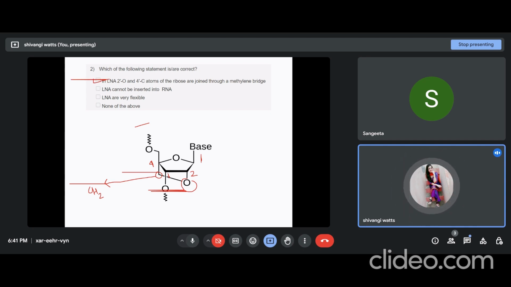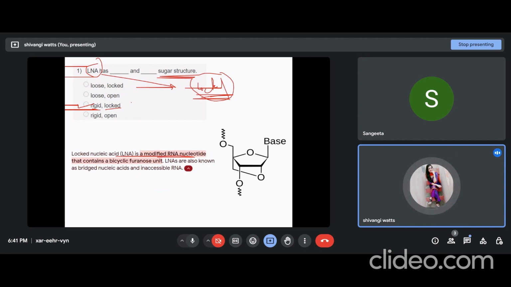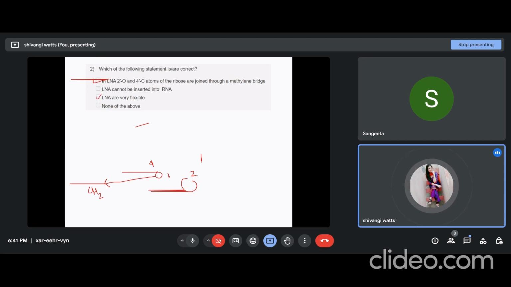LNA cannot be inserted into RNA. This is false. LNA can be inserted into RNA, so this is not a correct statement. LNA are very flexible. In the first question we have already seen that they are not flexible. They have a rigid structure, so this is also not correct. These two are wrong, so the fourth option is also wrong. So the only correct option is option A: in locked nucleic acid, the 2-O and 4-C atoms of the ribose are joined through a methylene bridge.